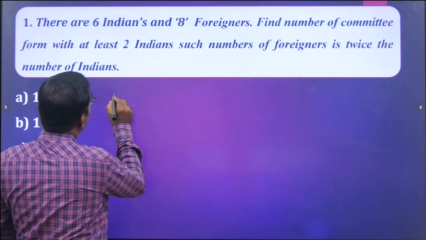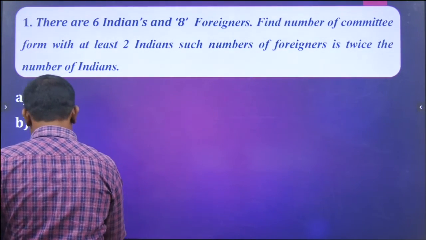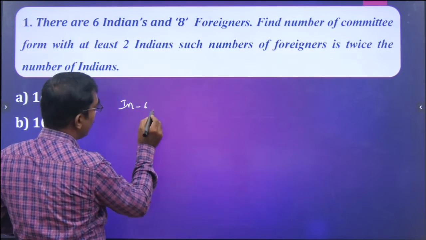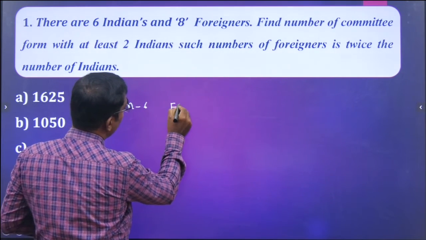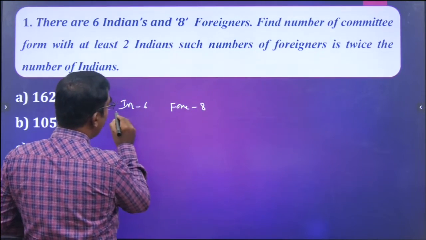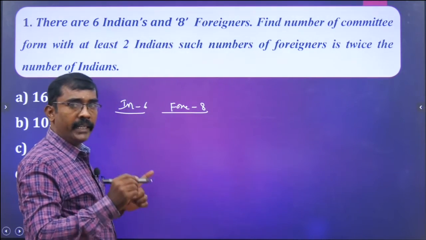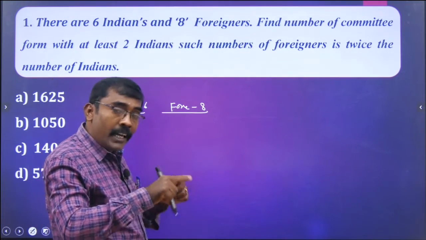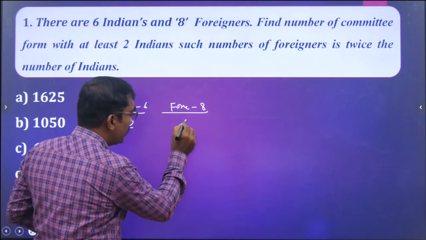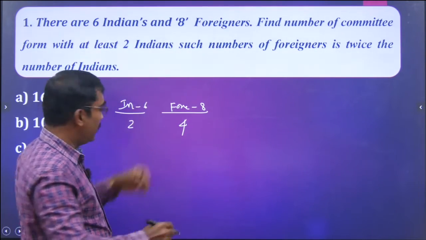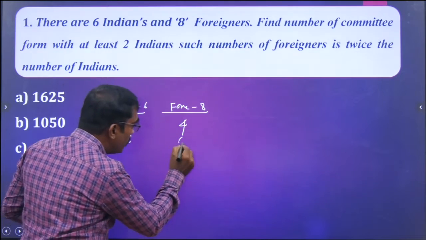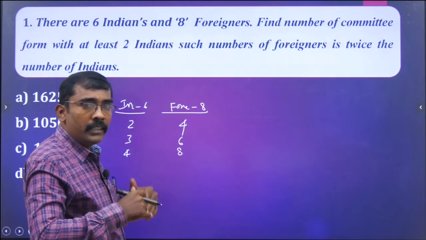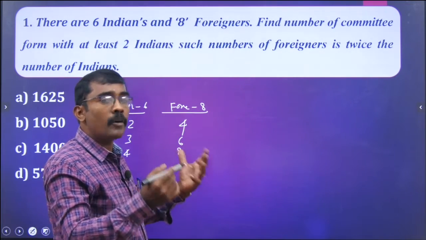Here the number of Indians is 6, the number of foreigners is 8. We have to form a committee. That committee consists of at least 2 Indians, and the number of foreigners is twice the number of Indians, therefore 4 foreigners. And 3 Indians, therefore 6 foreigners; 4 Indians and 8 foreigners. So how many ways are there to form a committee?